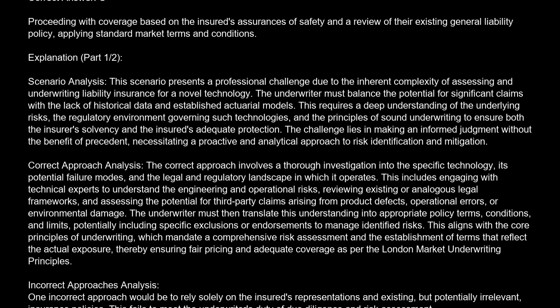The challenge lies in making an informed judgment without the benefit of precedent, necessitating a proactive and analytical approach to risk identification and mitigation. Correct approach analysis. The correct approach involves a thorough investigation into the specific technology, its potential failure modes, and the legal and regulatory landscape in which it operates.